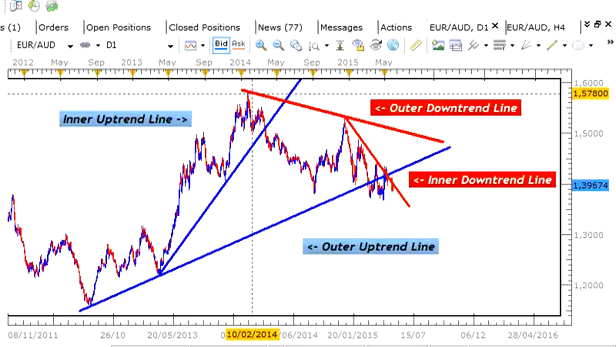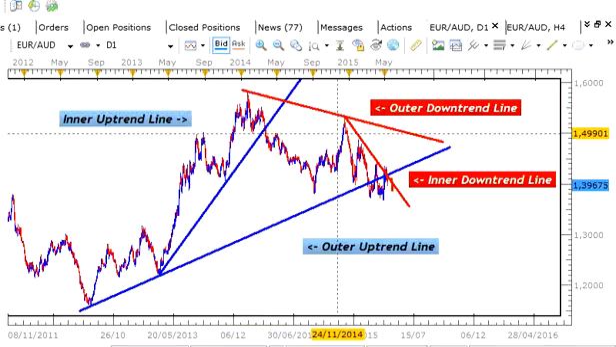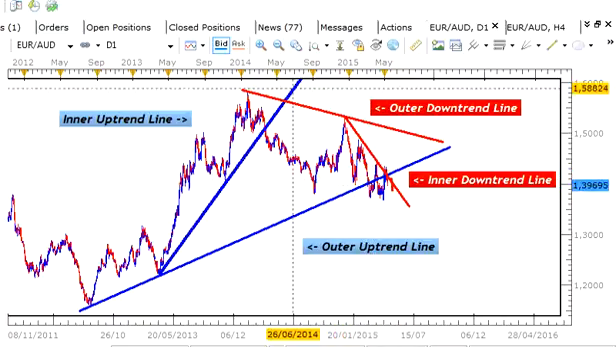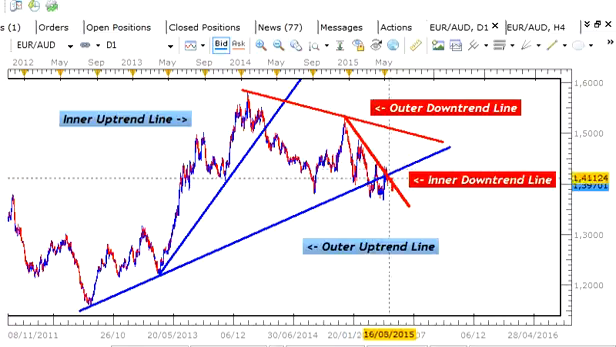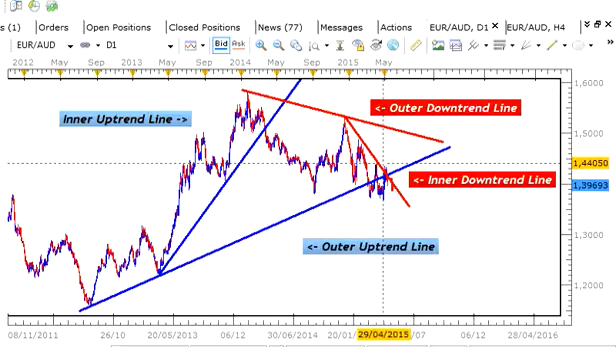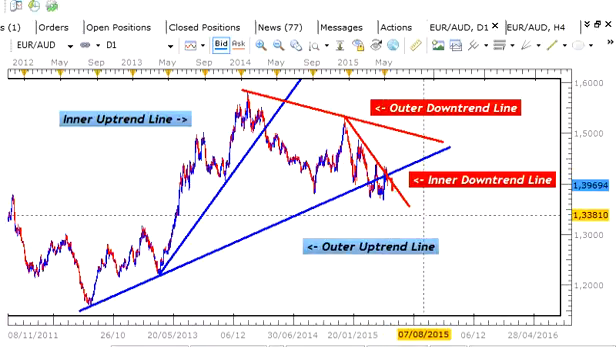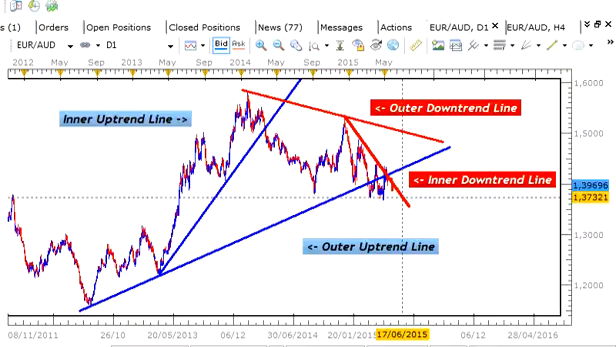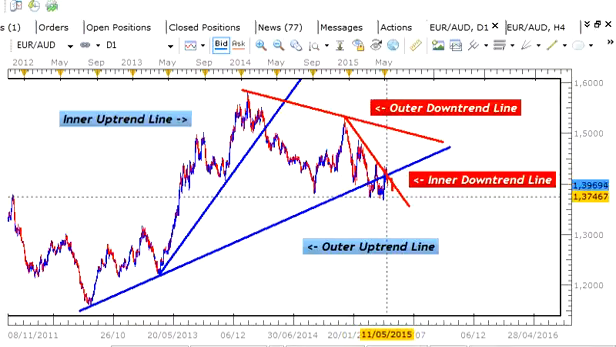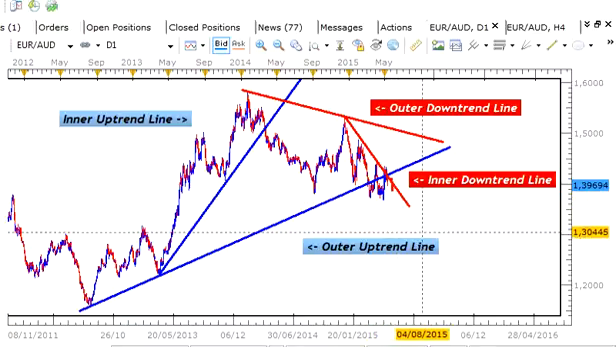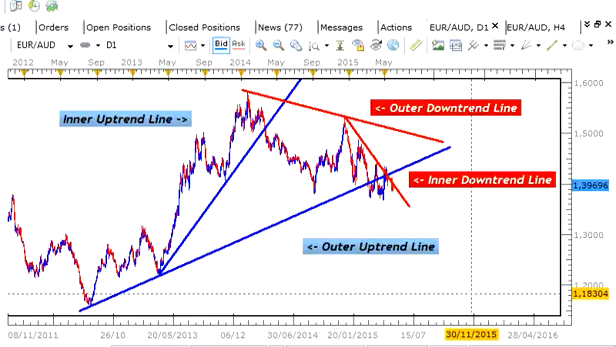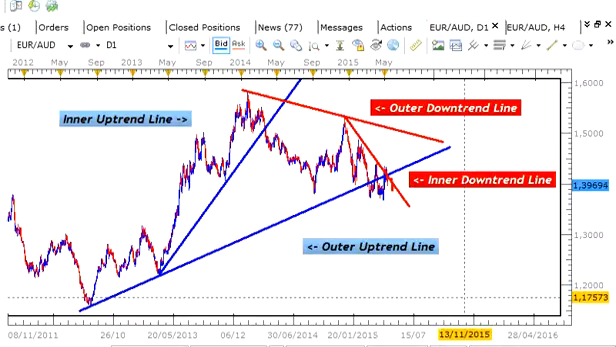Since then, the market has broken this inner uptrend line and has now come to the outer uptrend line, forming an outer as well as an inner downtrend line. So overall, we're looking at a situation in which this pair is gradually starting to move to the downside in favor of the Aussie dollar. And if this breakout continues further below this outer uptrend line, we could see this trend continue in favor of the Aussie dollar towards the end of 2015 heading to 2016.